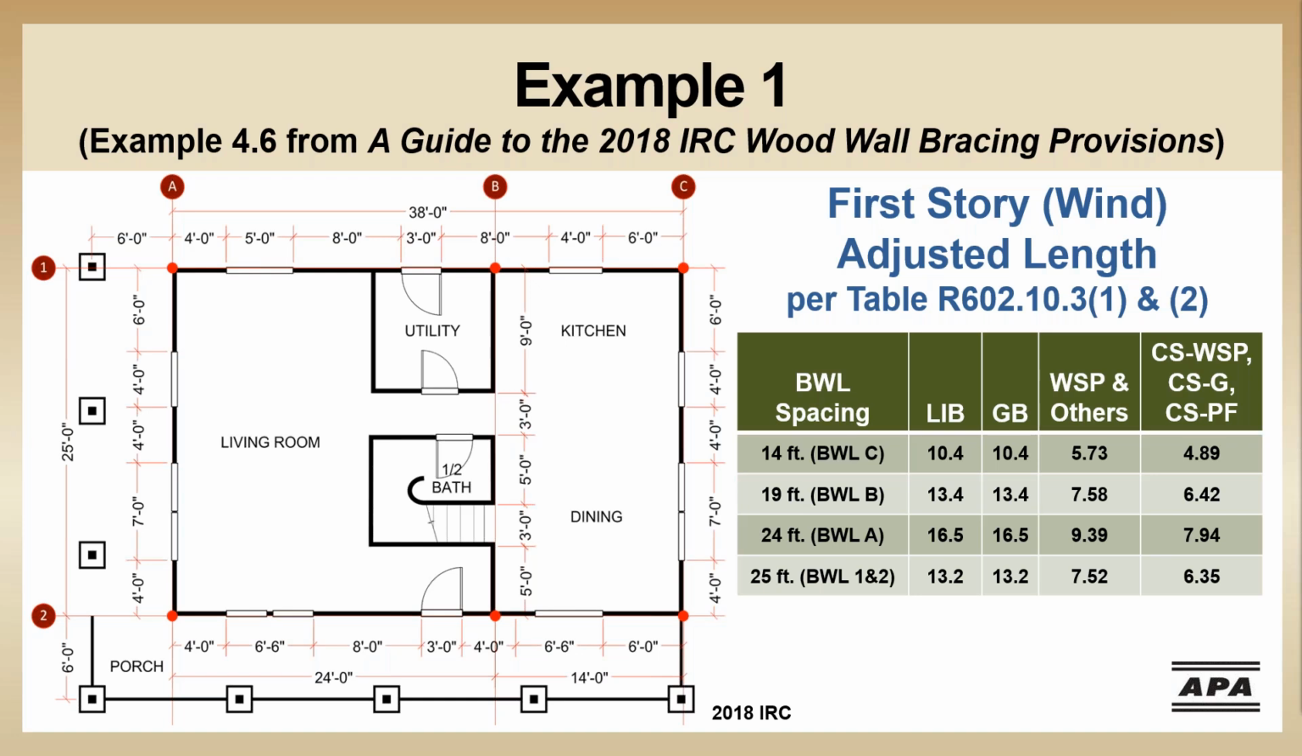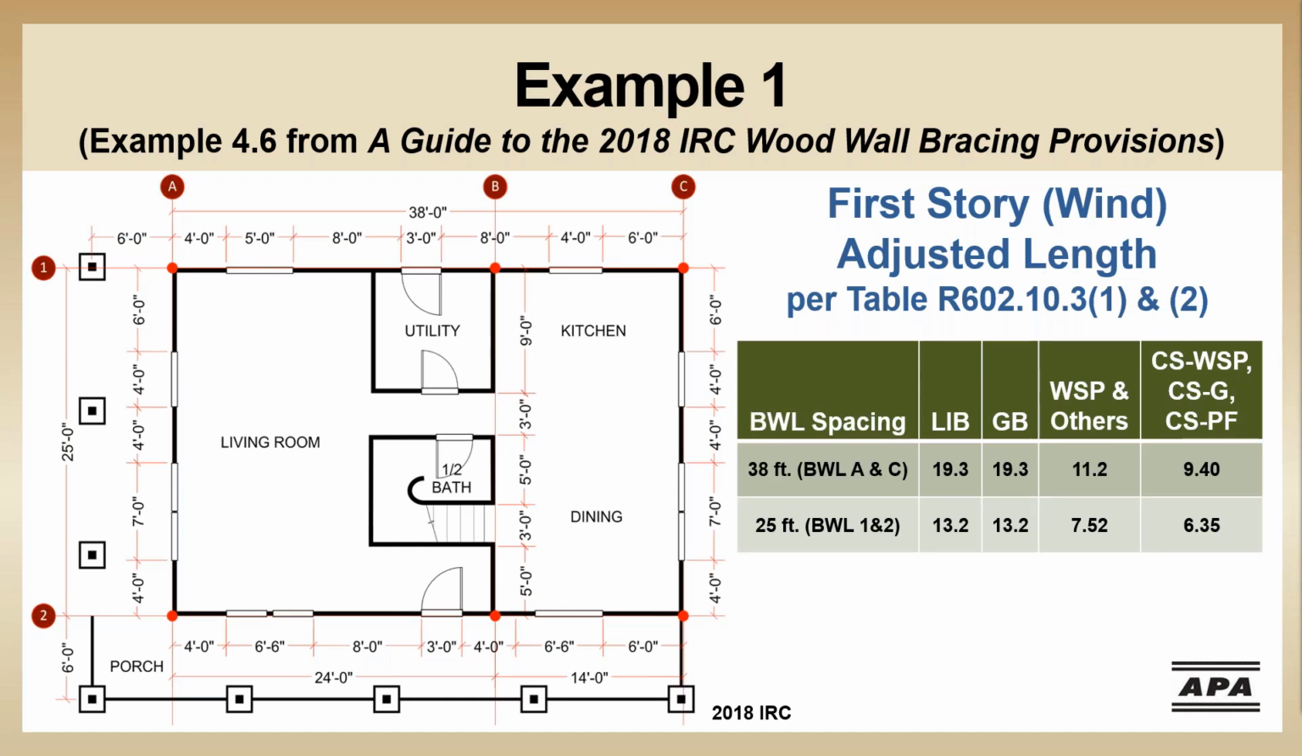Sticking these adjusted lengths into a table, we get something like this. I mentioned earlier that we could have ignored braced wall line B for wind. If we had gone that route, just for fun, our lengths would look like this. This approach would add a couple feet to braced wall line A, but it would almost double the length required for braced wall line C.